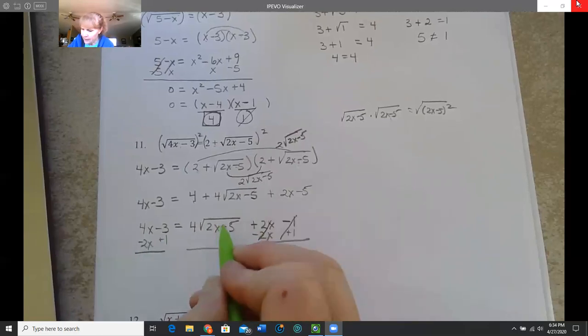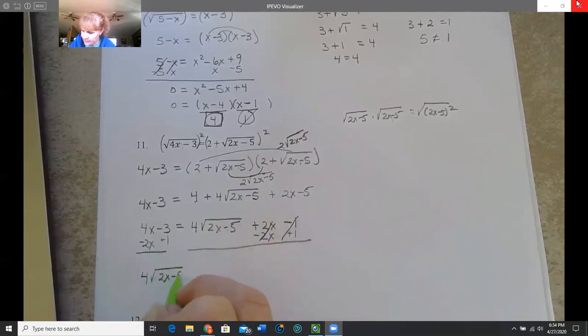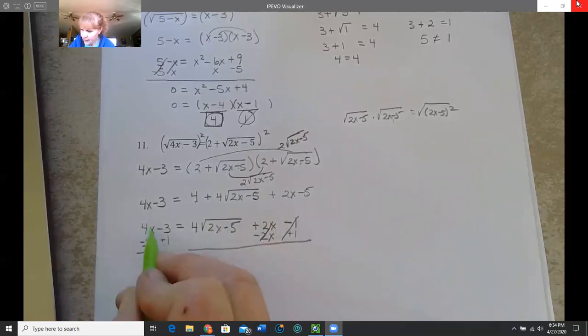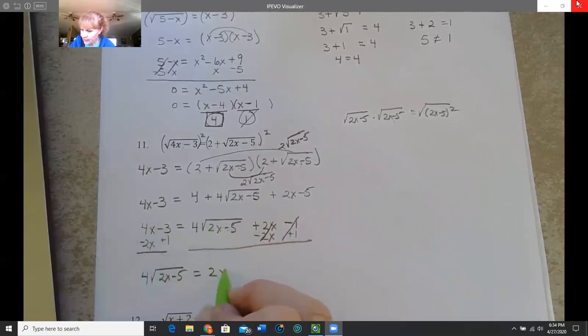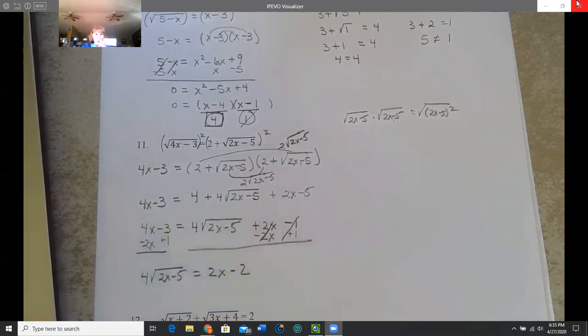I'm going to write this right here. So on one side, we have this. And on the other side, we have 2x. 4x and a minus 2x is 2x minus 2. So now it's just like number 10 again. We're going to have to square both sides.